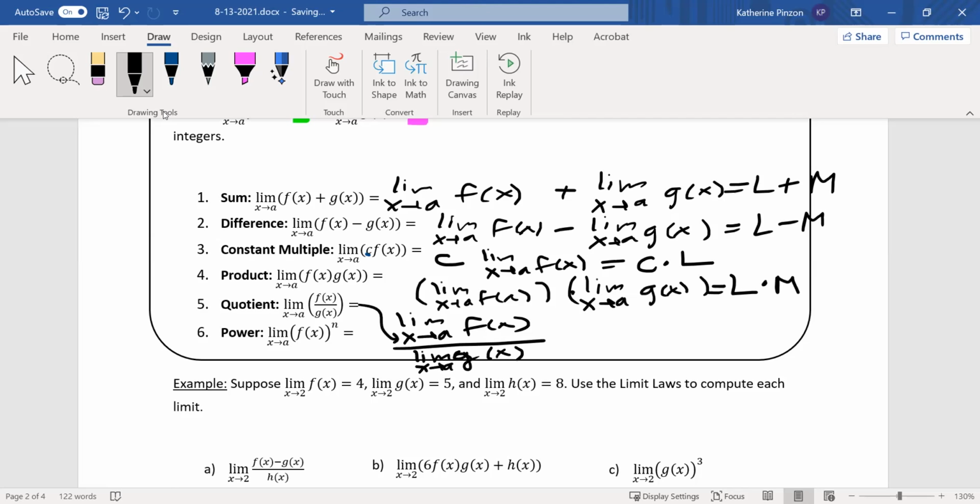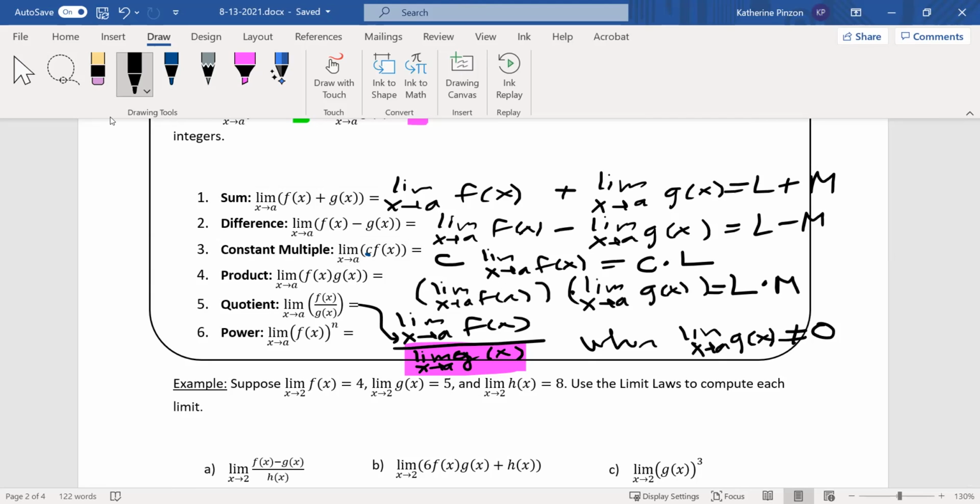So these two things are equal when the limit as x approaches a of g of x is not 0. So if this guy down here was 0, then you can't use that quotient rule. You'd have to say the limit does not exist.